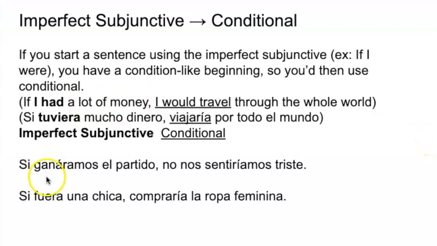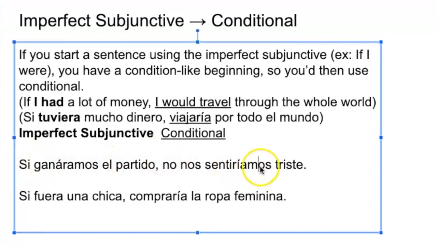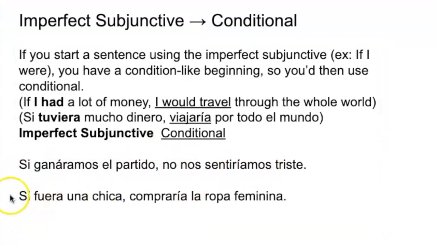Here's some other examples. Si ganáramos el partido, no nos sentiríamos tristes. If we won the game, we wouldn't feel sad. If I were a girl, I would buy feminine clothes. Principally, I hear tuviera or fuera the most. However, you're not just restricted to that. I just wanted to point that out.